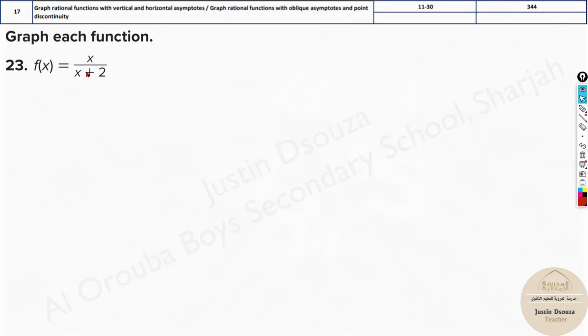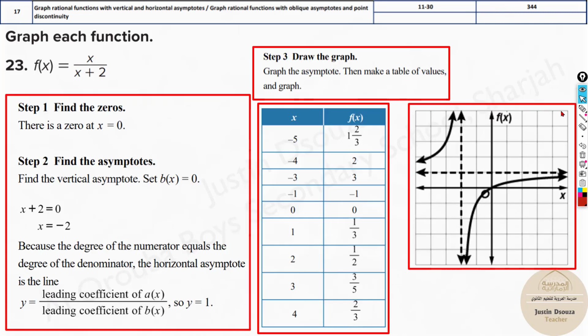It's power 1 and power 1. So in this case, we need to remember the horizontal asymptote will be at the coefficient of the numerator divided by the denominator. Here it's 1 and 1, so the horizontal asymptote will be at 1. Imagine you had some different coefficients. Say we had 3x divided by 2x plus 3. Then it will be 3 by 2. At this point, there will be the horizontal asymptote.